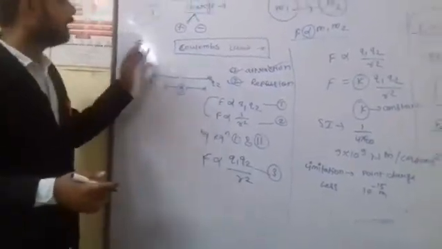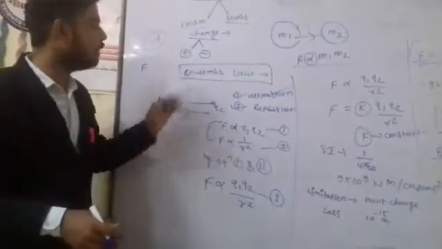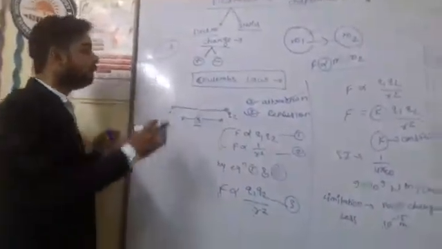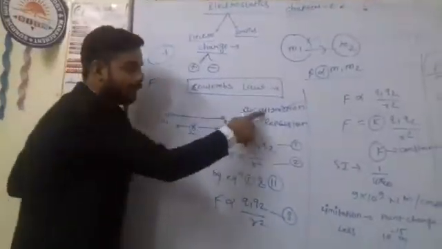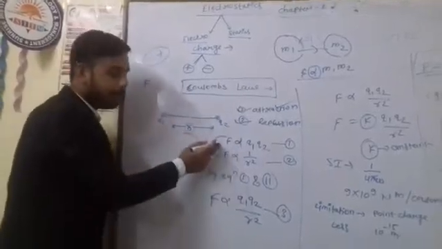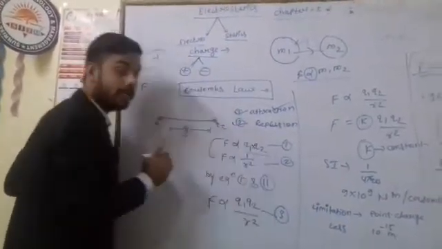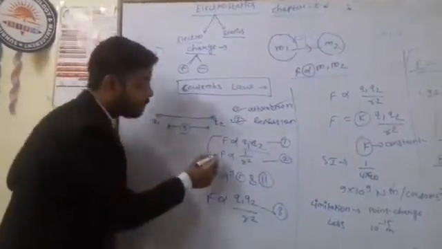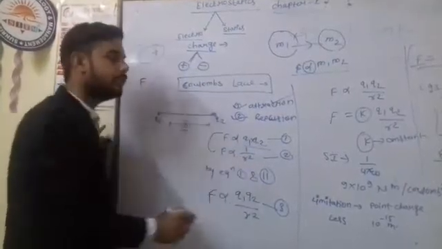Once again, this is the statement of Coulomb's law. Charles Augustin Coulomb propounded a relation between two point charges. He stated that the force of attraction and repulsion between two point charges is directly proportional to the product of their magnitudes, and inversely proportional to the square of distance between them.